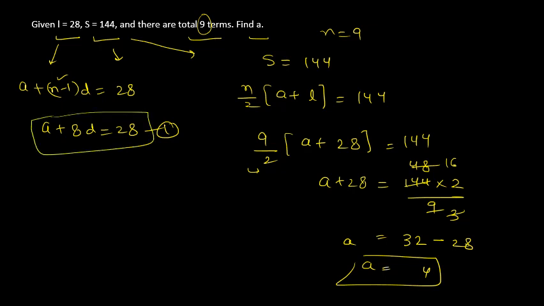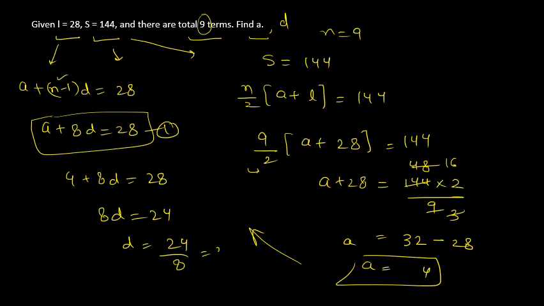But let's say a question had asked what the value of d is as well. So you can substitute the value of a here and find your d, the common difference, right? So this will be 24, d is 24 by 8, that is 3. Correct? So in this way you can find the missing values which are given in the question or which the question is asking.